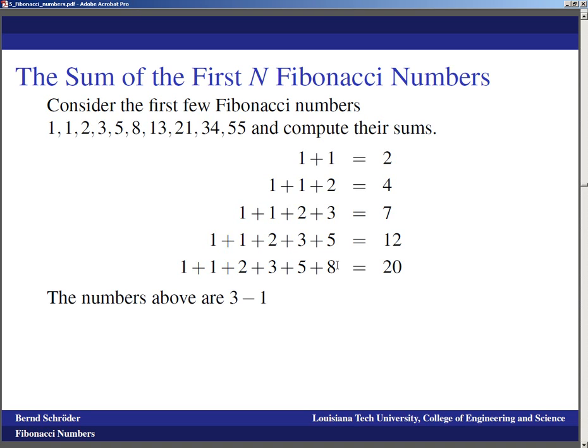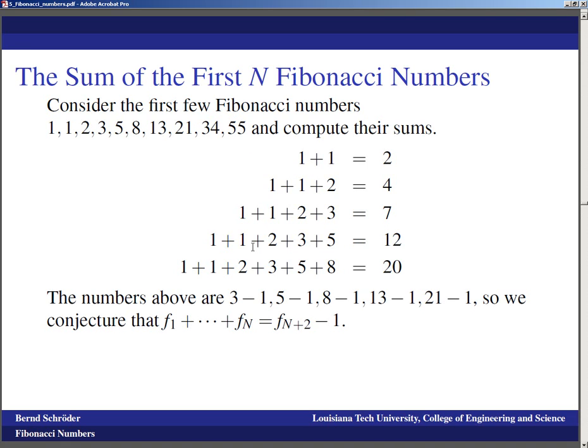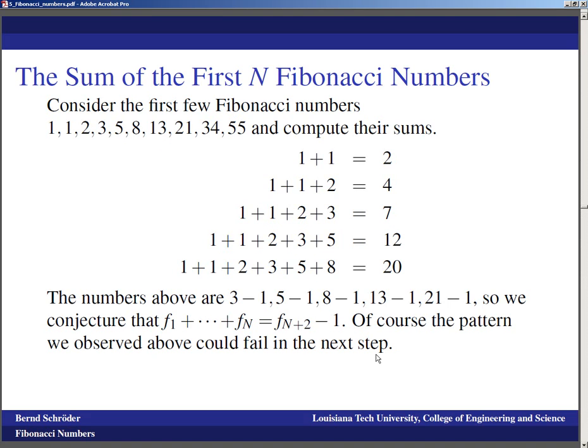If I add 8, I get 20. And that's all basic arithmetic, but now you also realize that 2 is 3 minus 1, 4 is 5 minus 1, 7 is 8 minus 1, 12 is 13 minus 1, 20 is 21 minus 1. And so that means that it looks as if when I add the first n Fibonacci numbers, I end up with 1 less than the number that is 2 ahead, right? Because if I add up to 8, I get 21 minus 1. If I add up to the 5, I get 13 minus 1, and so on, and so on.